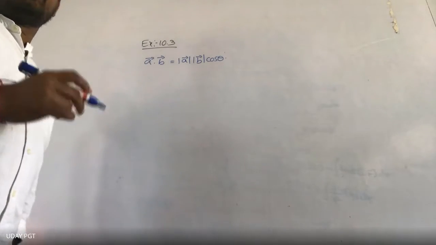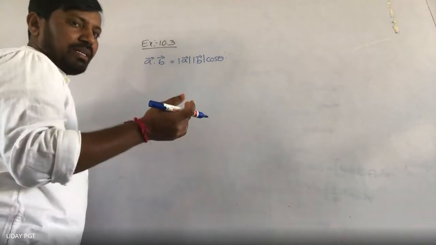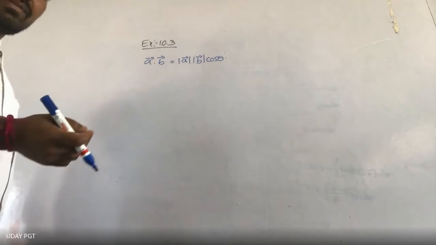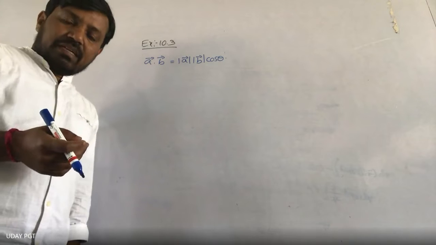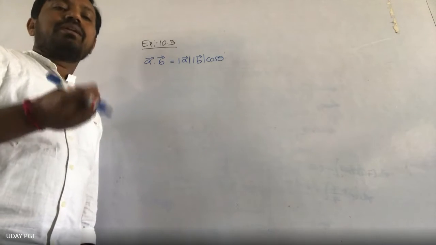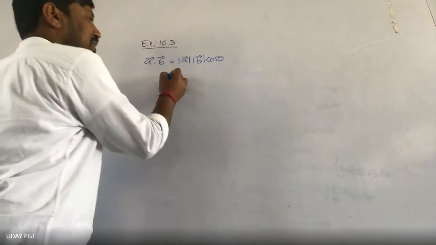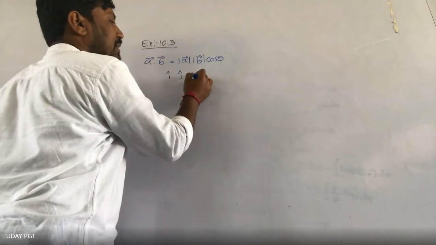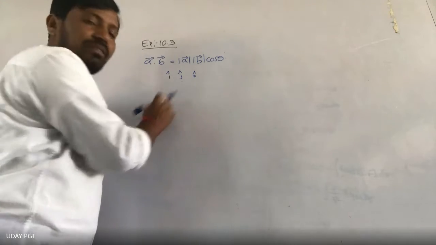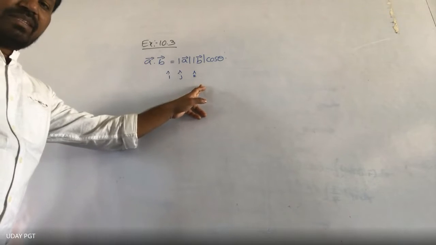Okay? So with the help of this, how do we find the dot product? Whenever you consider any vector, it will be expressed with respect to the coordinate axes. The unit vectors along the coordinate axes are denoted by i, j, k. i is the unit vector along the x-axis. j is the unit vector along the y-axis. k is the unit vector along the z-axis.